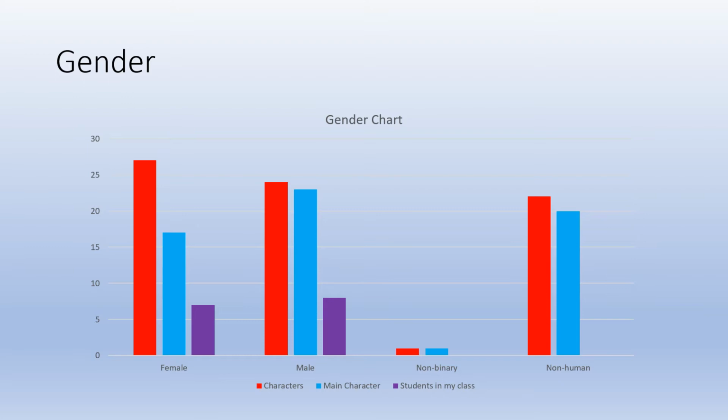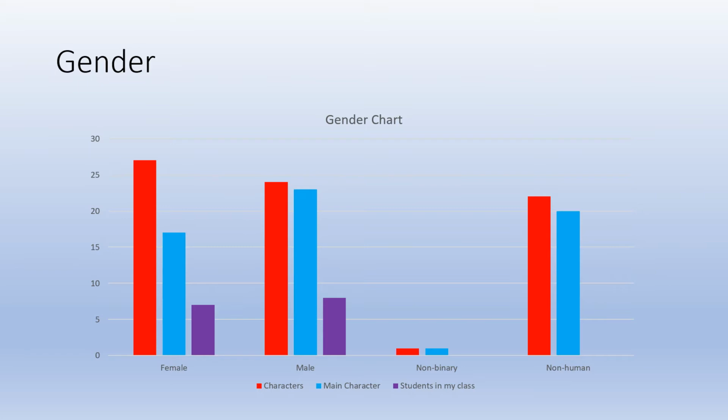So on this slide we are going to talk about gender. If you look at the chart, you can see that out of 50 books, 27 included female characters, 24 included male characters, one book included a non-binary character, and 22 books included a non-human character.